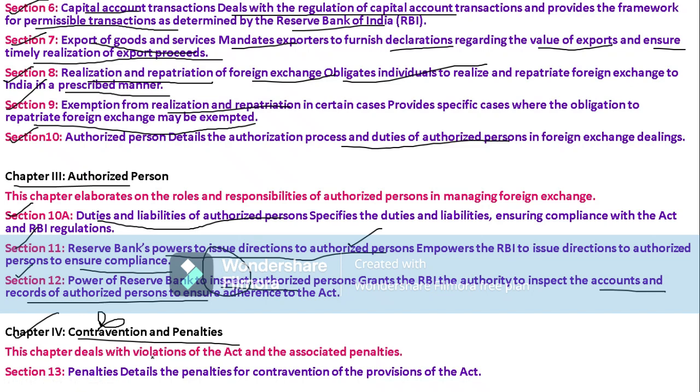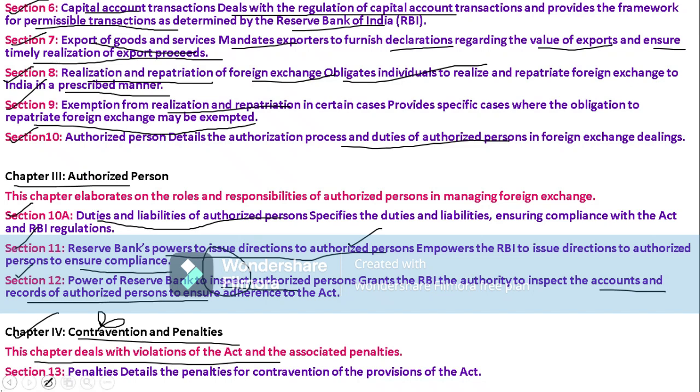So we all know that under Fema Act there will not be criminal law or criminal act. Any act will be considered as a civil act only, civil law only, civil case will be there, there will not be criminal case. So therefore for those contraventions penalties will be there. So this chapter deals with violation of the act and associated penalties, okay.